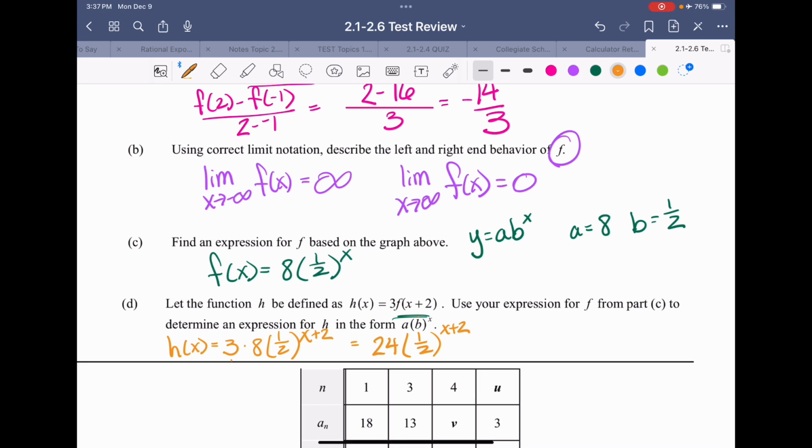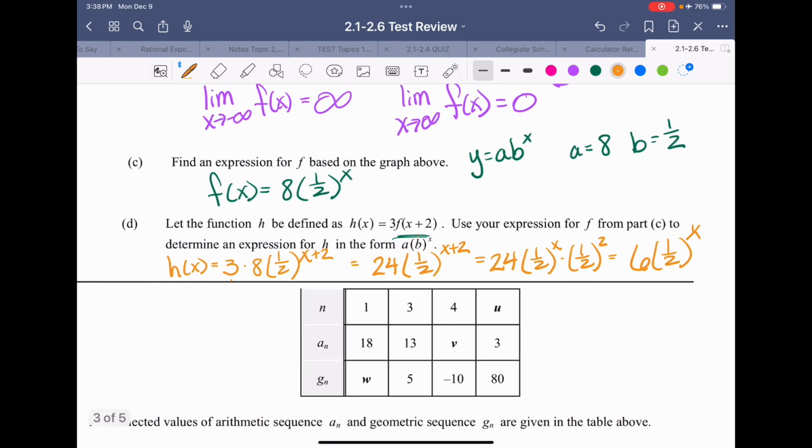But then I got to get rid of that stuff in the exponent there. So this is going to become 24 times 1/2 to the x times 1/2 squared. And then 1/2 squared is 1/4. So that is 24 times 1/4. That's going to give me 6 times 1/2 to the x power. That is my answer.